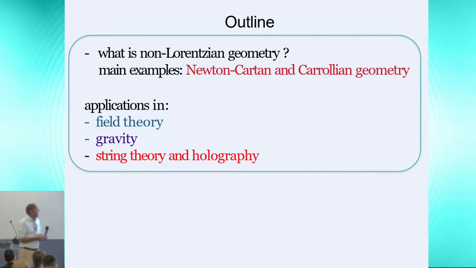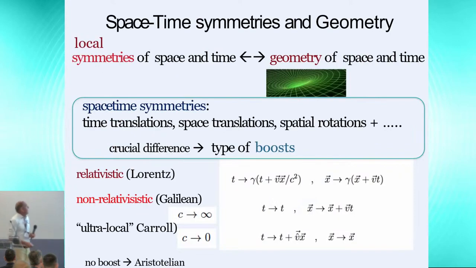I have to speed up a little bit because I was told it's only 25 minutes, but I just want to give a little bit of an example of what a non-Lorentzian geometry is. I will do that by telling you what Newton-Cartan and Carrollian geometry are, and then flash some applications. Some of these transparencies I can do very quickly because they're very simple, but I try to keep it general.